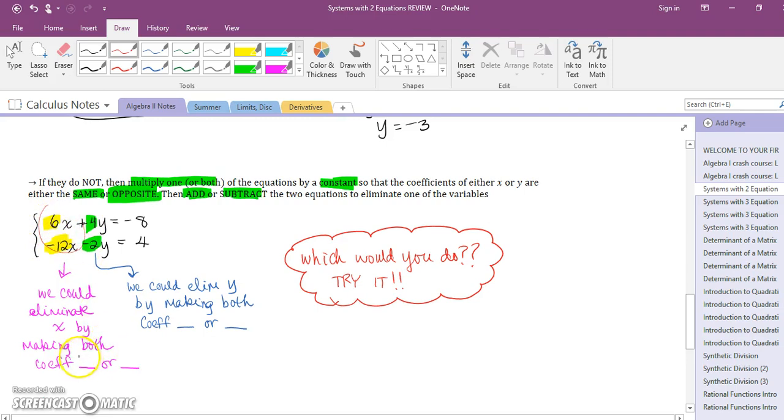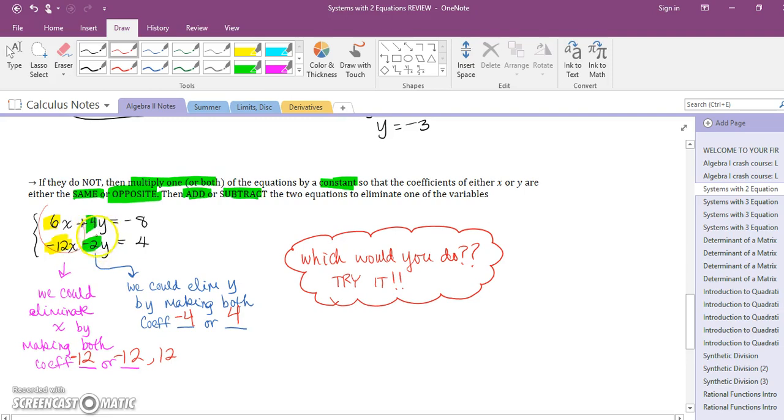If you want to make them the same, the easiest thing is to make them both -12. If you want to make them opposite, you could make them -12 and +12. If you want to eliminate y right away, then you could make both of these -4 or 4. So I want you to take a minute and think, which would you want to eliminate right away?